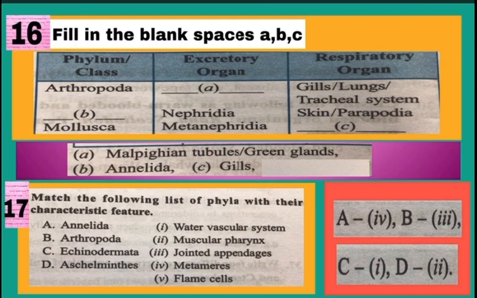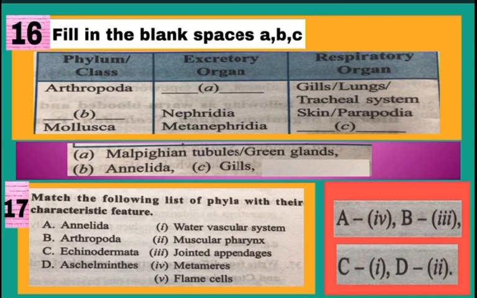Now read in Arthropoda phylum. Excretory organ A kaun sa hai? It is malpighian tubules or green glands. Respiratory organs are gills, lungs or tracheal system. Come to second, B. It is Annelida in which excretory organs hai nephridia and respiratory organs hai skin or parapodia. Next, Mollusca. Excretory organs kya hai Mollusca mein? Metanephridia. And respiratory organ C is gills. So answer kya hai yahan par? A, malpighian tubules or green glands. B, Annelida. And C, gills.